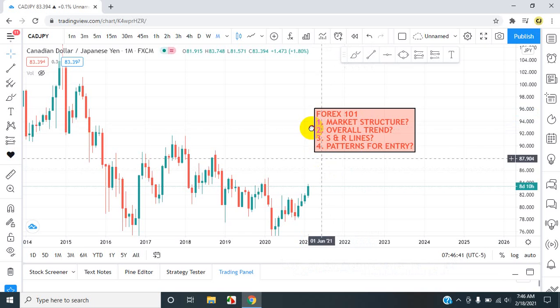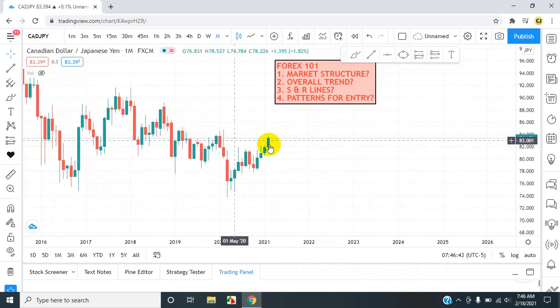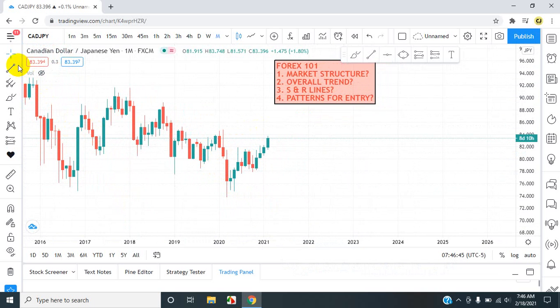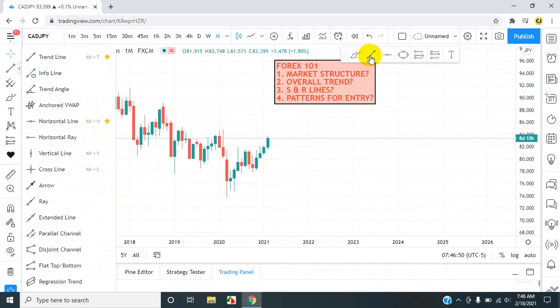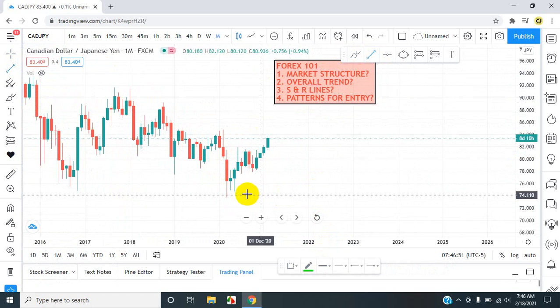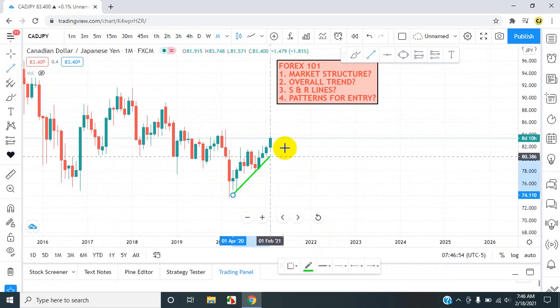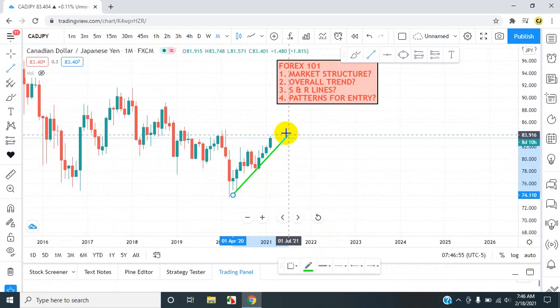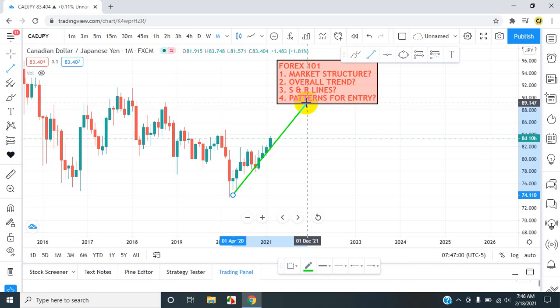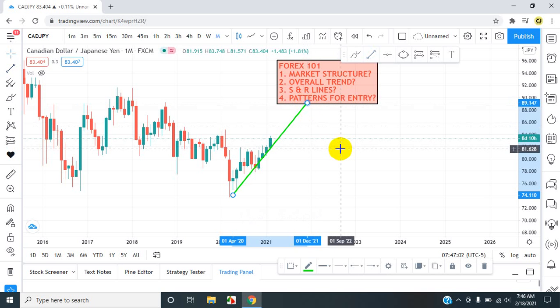Number 2, overall trend. So let's identify our overall trend on the monthly time frame. We did see a W, and we do know we're in an uptrend. So we're going to grab our trend line, and we're going to identify that we are in an uptrend. We created that uptrend right here.